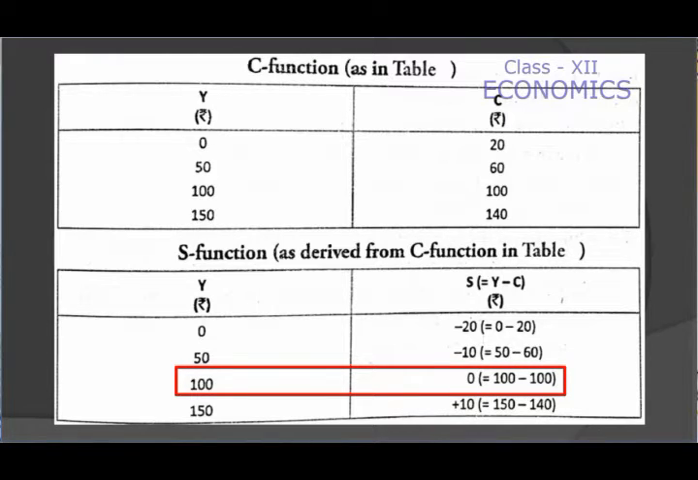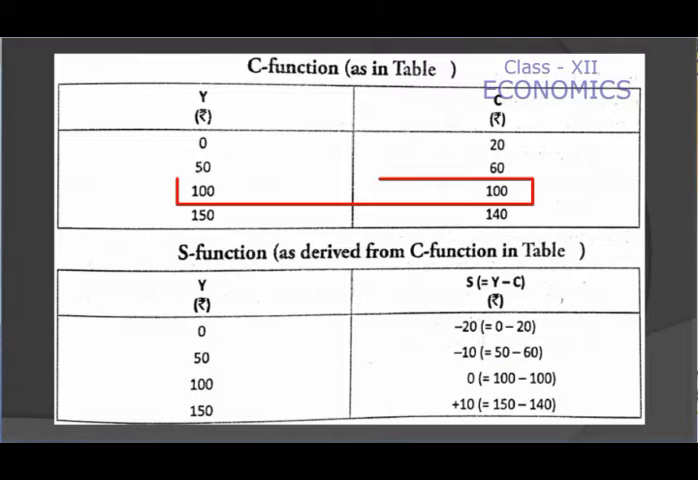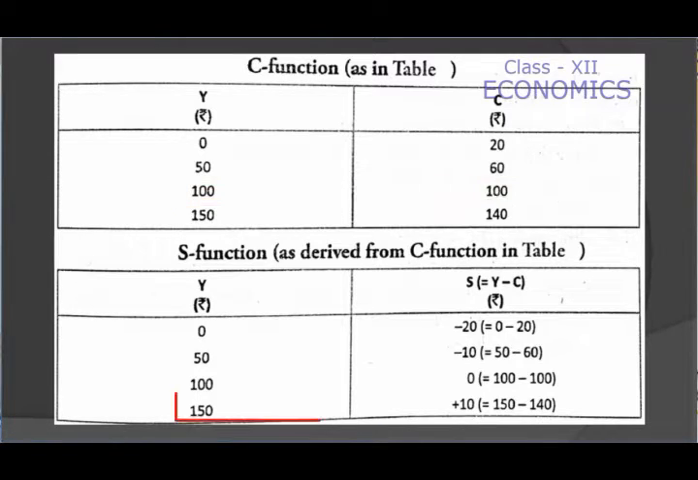So this shows that whatever the income which is being earned, they are being consumed as a consumption expenditure. And at last, when the income increases from 100 to 150, we get the positive value, that is S value is positive here. We get the value of 10 by subtracting 140 from 150.